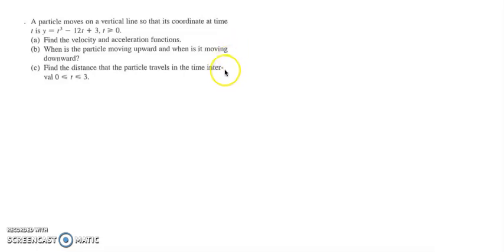This is what we call a position velocity acceleration problem, and we will tackle it much more in depth in Unit 3. But for now, I'll just start with y, the equation for the position of a particle that's moving up and down a vertical line, where t is time, and time equals 0. The first thing they want us to do is find the velocity function, and that is just going to be y prime.